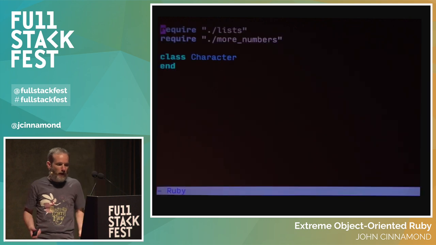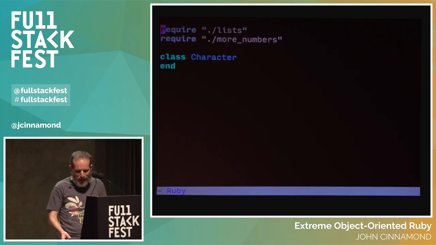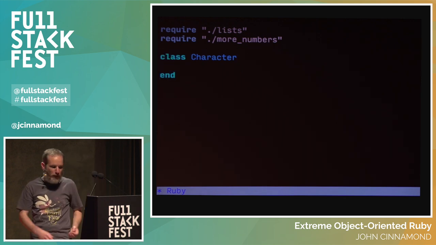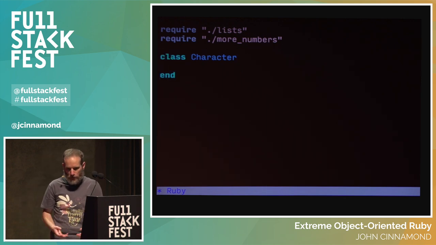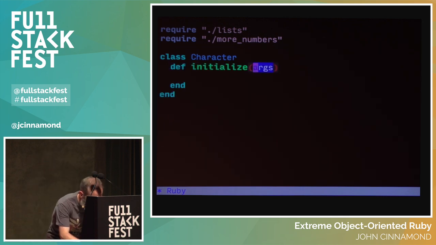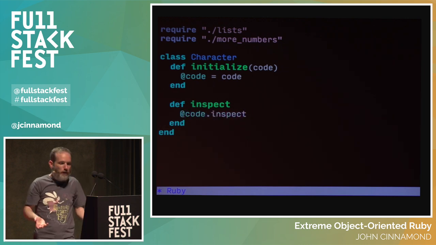OK, so I'm going to want to create a character class. And what is a character? Well, it's really just a representation of some kind of thing that we see printed out. And typically, we use codes to represent this. And in this case, I'm going to use ASCII codes. So I'm going to add an initialize method here. It's going to take a code. I'm just going to store it in a variable for now. Then an inspect method, I'm just going to inspect that code. OK, and then that's it. That's all I'm going to do.